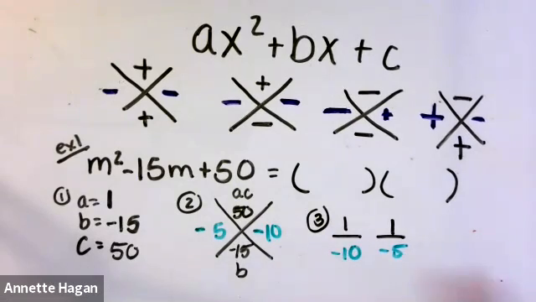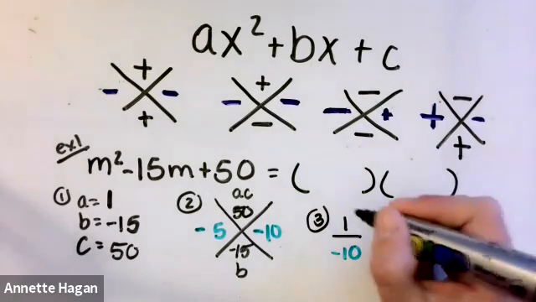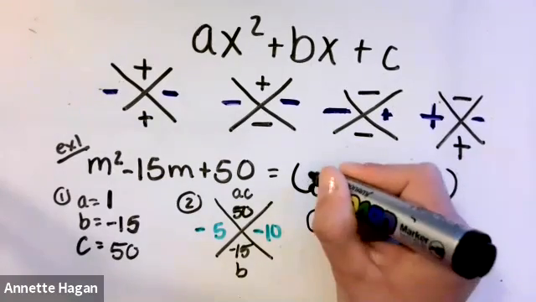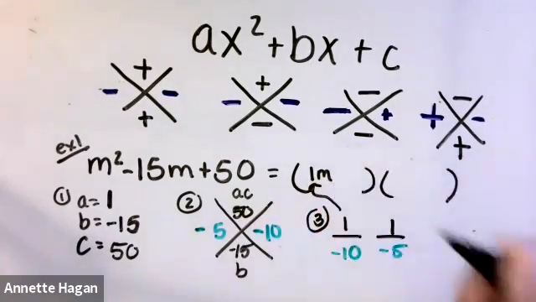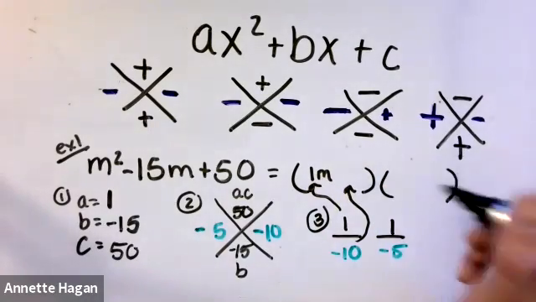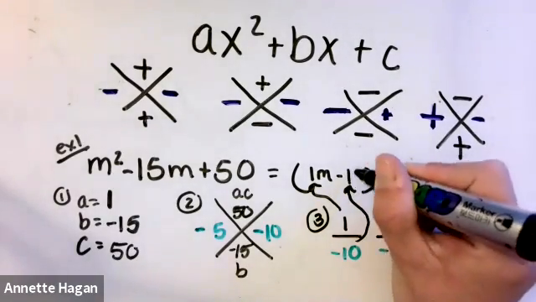So we always check if we can reduce these. These do not reduce, they do not simplify. That means we can go straight to our answer, and here's how we go to our answer, okay? So when I go into my answer, this is going to be my first term in front of the variable. So we've got 1m. This is going to be my second term, and that's going to be negative 10.